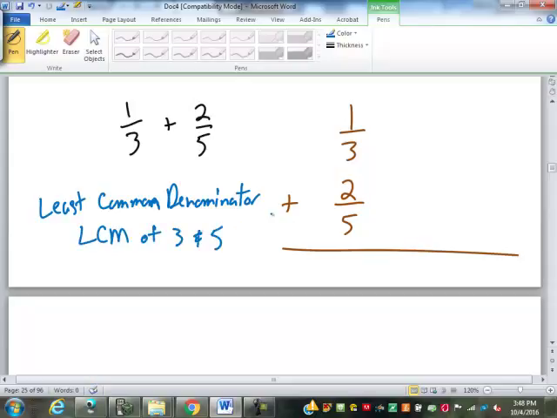What's the least common multiple of 3 and 5? 15. Good. If I was going to factor those, neither one of them factor, do they? They have no factors, so it's just going to be multiplying them together. So what am I going to multiply the 3 by to turn it into a 15?